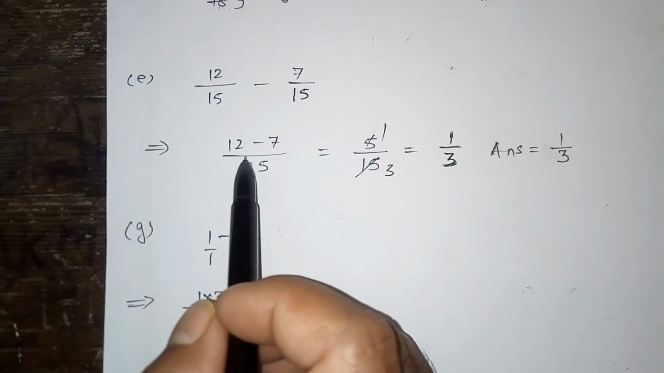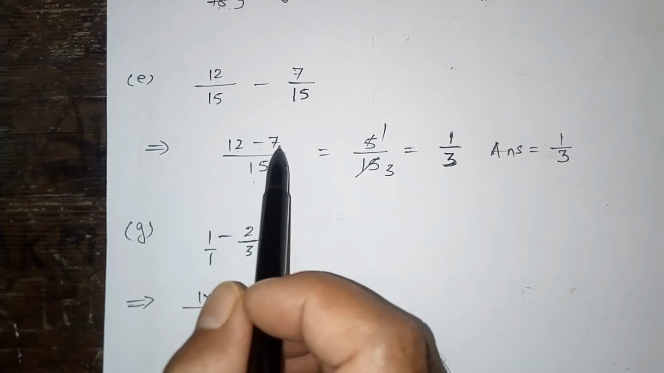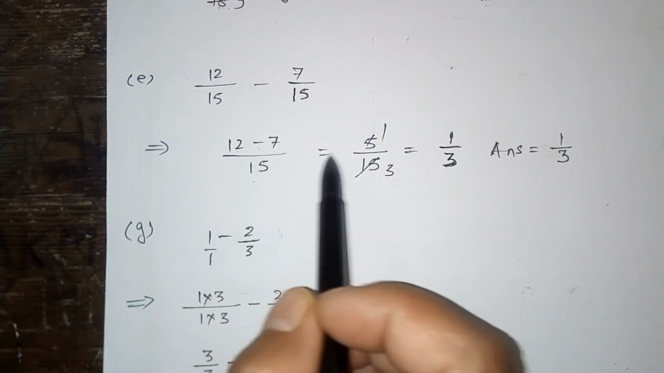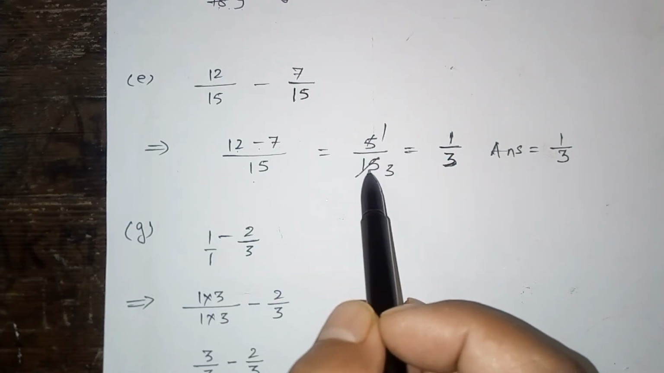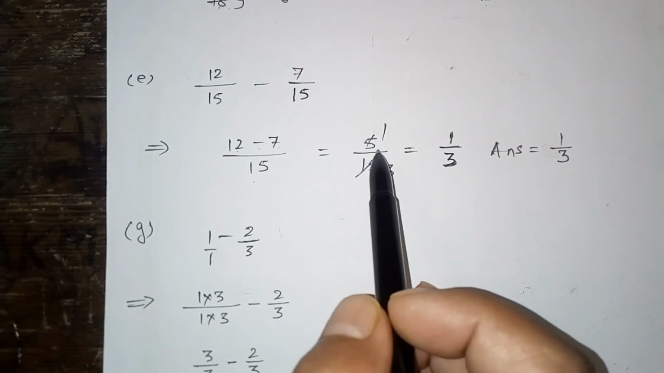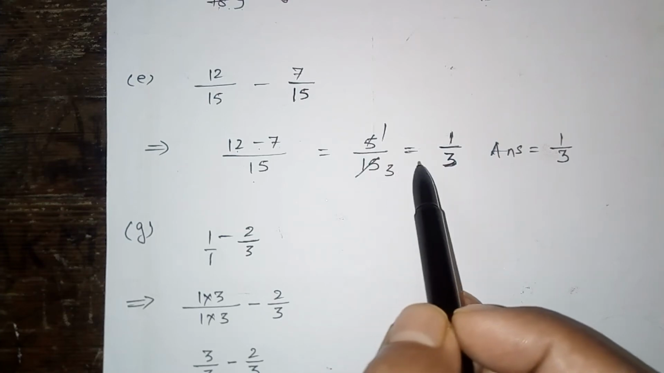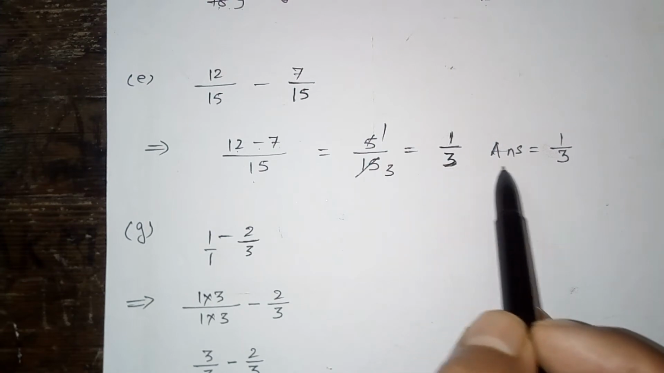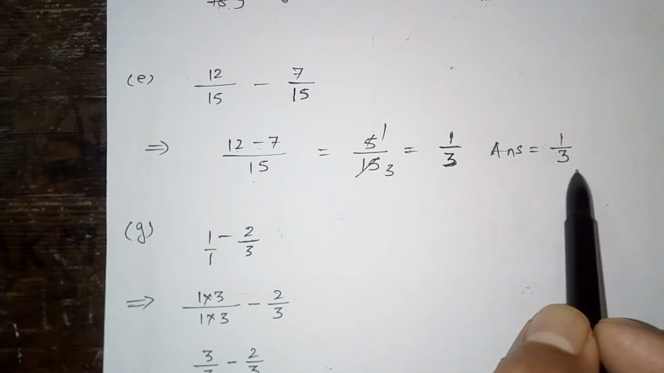Okay. Then after, what will you write? 12 minus 7 upon 15. 12 minus 7, it will give you 5 upon 15. 5 and 15, both numbers will be cancelled by 5. 5 1 ja 5. 5 3 ja 15. After cancellation, you will get 1 upon 3. So your required answer is 1 upon 3.